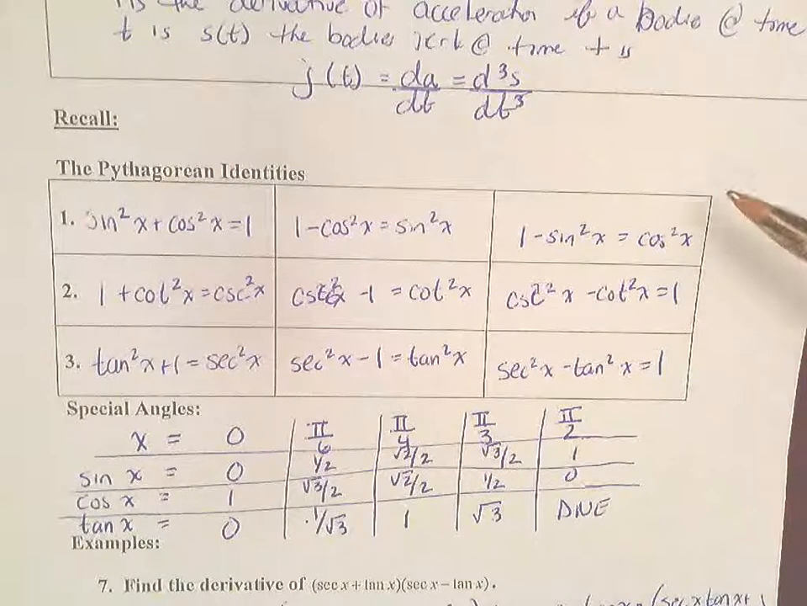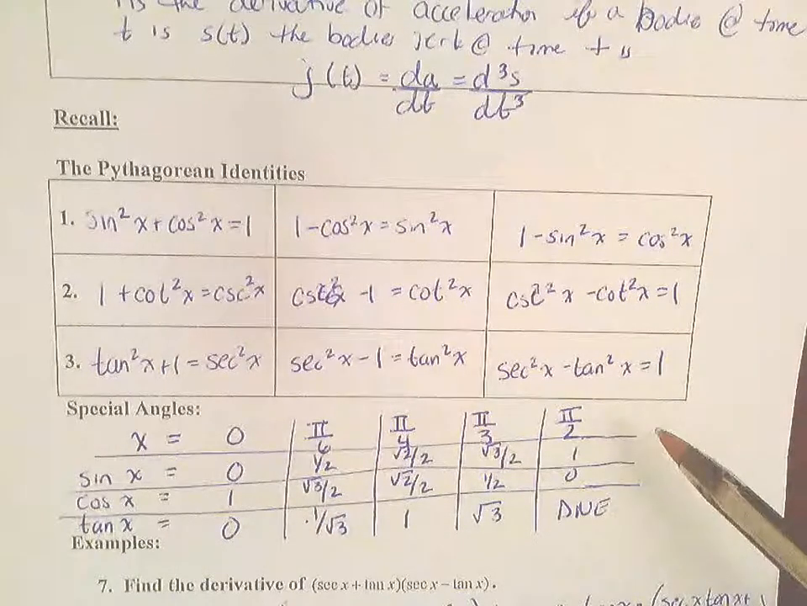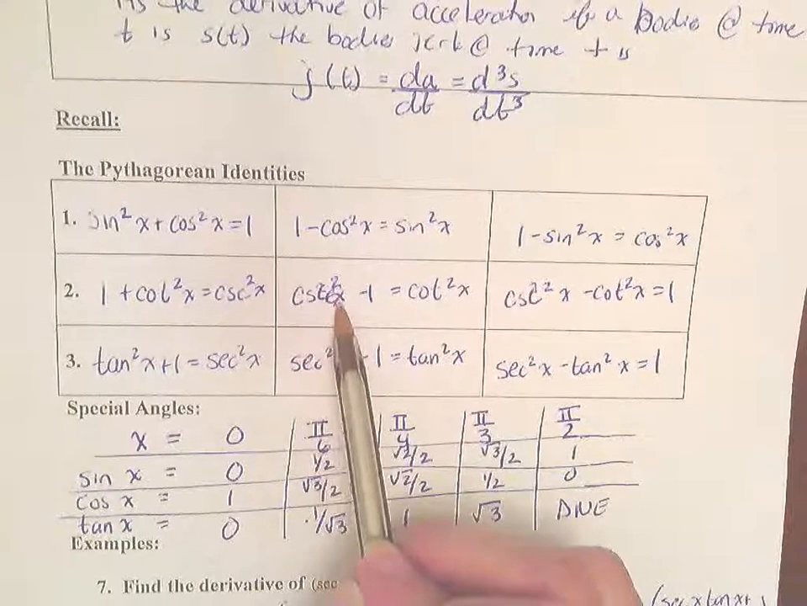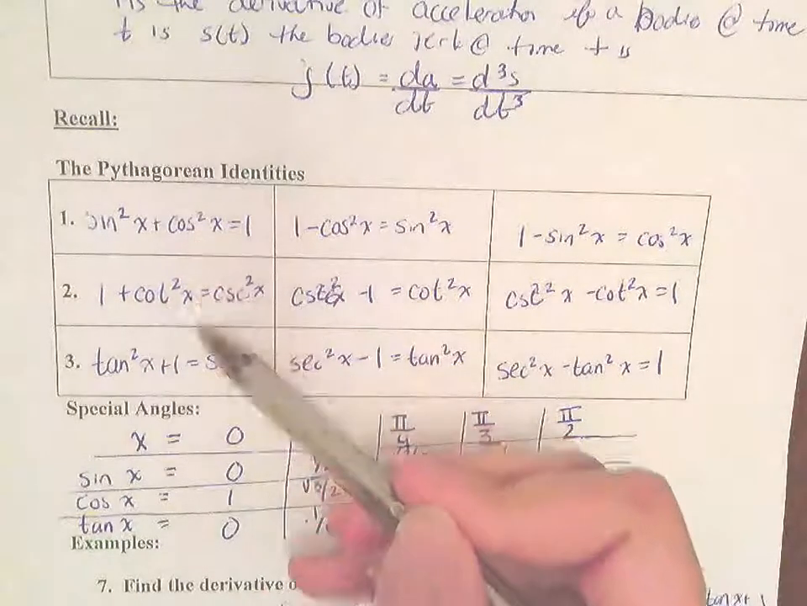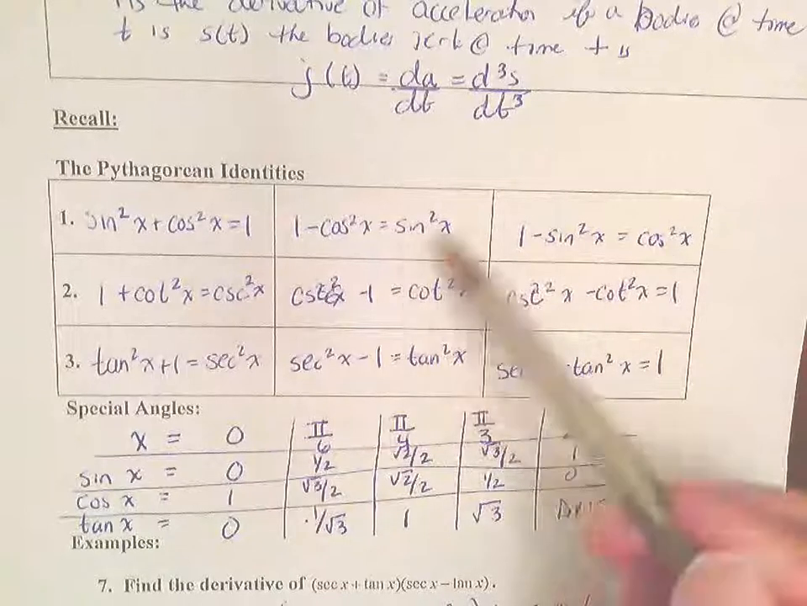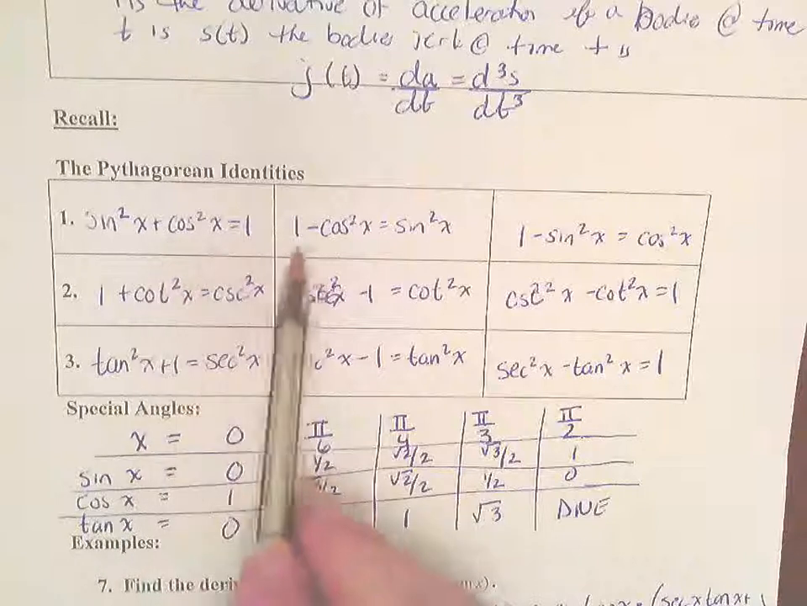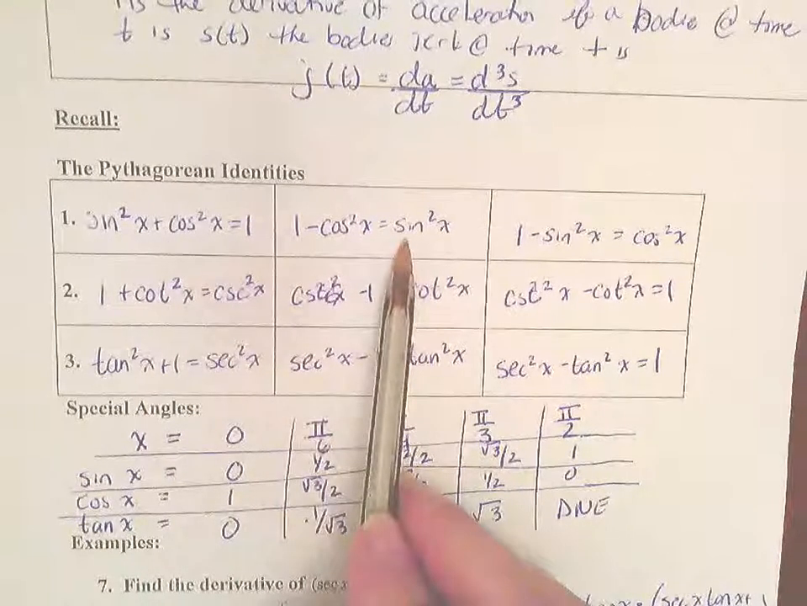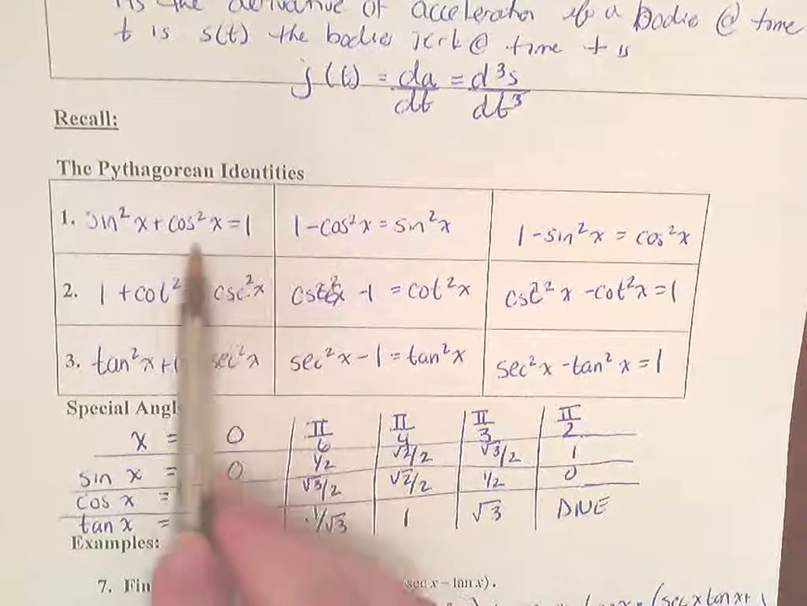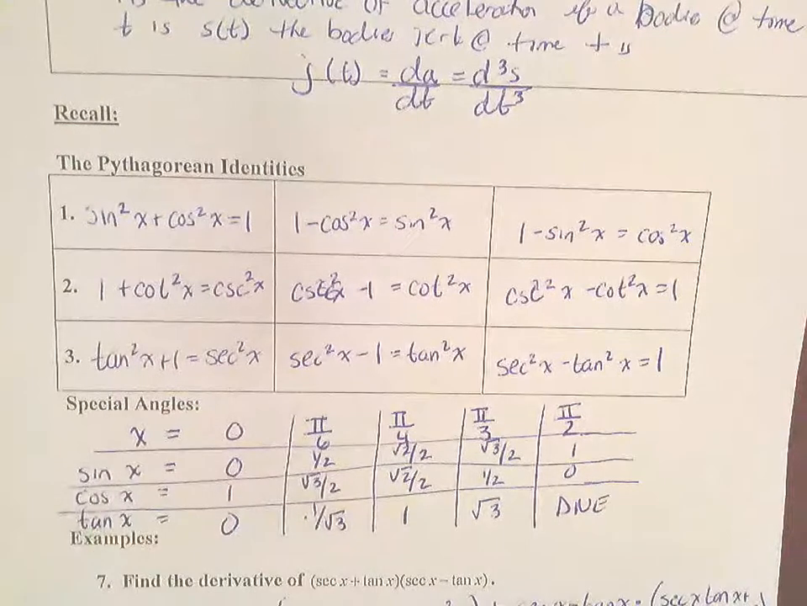Anyways, here is a quick picture of the Pythagorean identities. This is cosecant squared of x. These are the main three, and these are how you can change those three around. For this one, you can get sine squared of x by just subtracting cosine squared of x, and so on. I just manipulated basically these three.